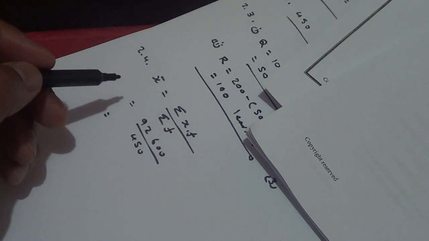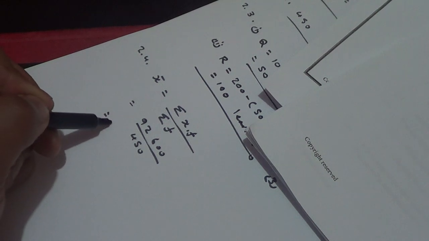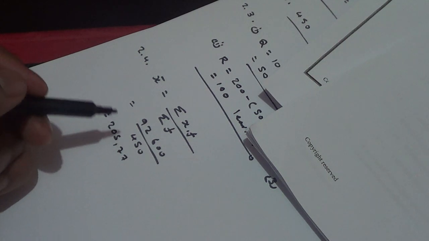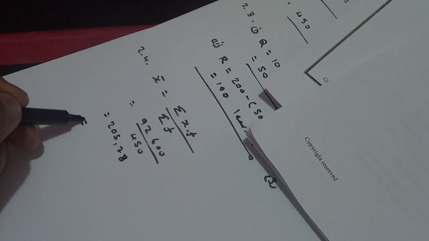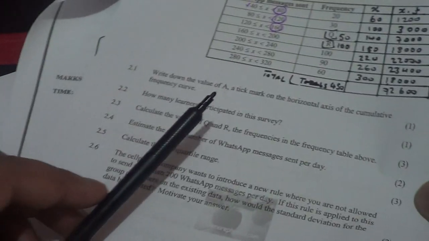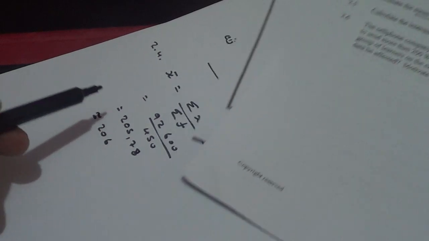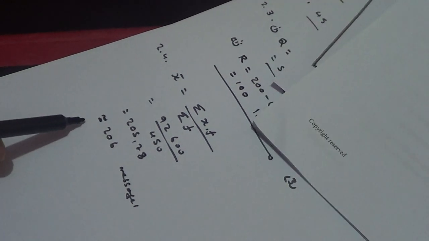So 92,600 divided by 450, I'm getting 205.77. Okay, maybe let's say 8. Now, remember this, these are messages. You can't send a half message, right? You're sending a full message. So messages cannot have a decimal. So you're going to take the approximate, which is approximately 206 messages. Of course, WhatsApp messages if you want.